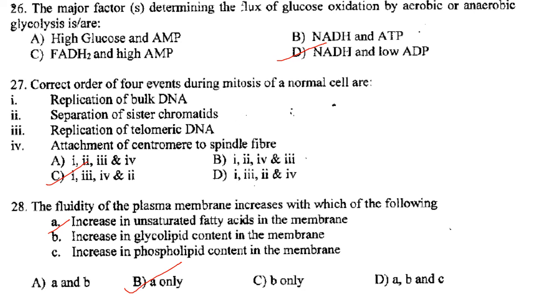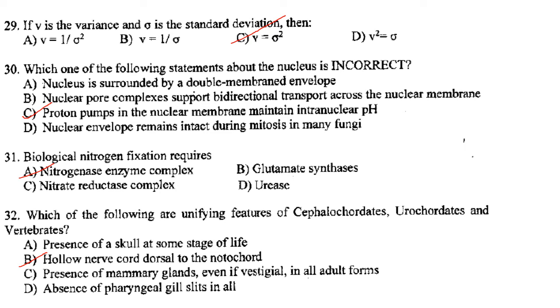Then next one. The fluidity of the plasma membrane increases with which of the following? The fluidity increases with unsaturated fatty acids in the membrane, that is correct. Increase in glycolipid content in the membrane, increase in phospholipid content in the membrane. So the fluidity of plasma membrane increases with increase in unsaturated fatty acids in the membrane. So the answer is option B, that is A only. Then if V is the variance and sigma is the standard deviation, then variance is equal to the square of standard deviation. So V is equal to sigma square.